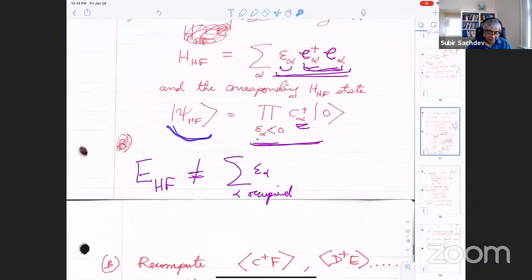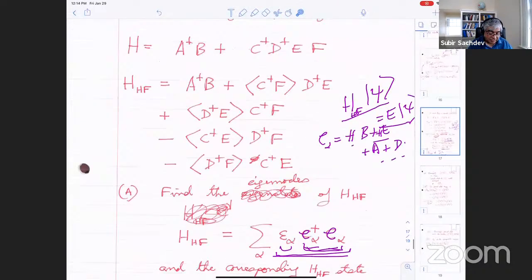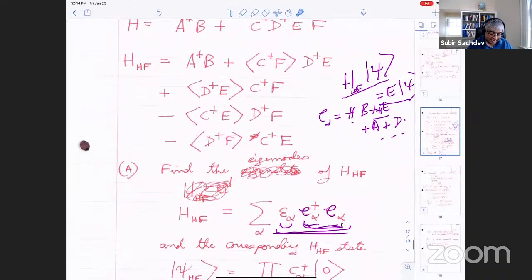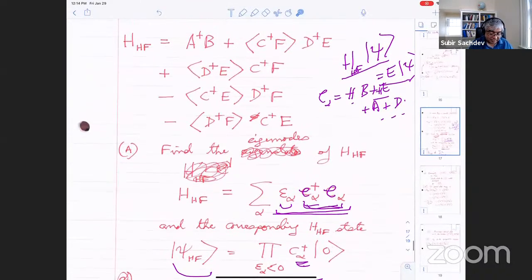So what is the energy of the true Hamiltonian? Well, the energy of the true Hamiltonian is not the energy of psi Hartree-Fock under H Hartree-Fock.